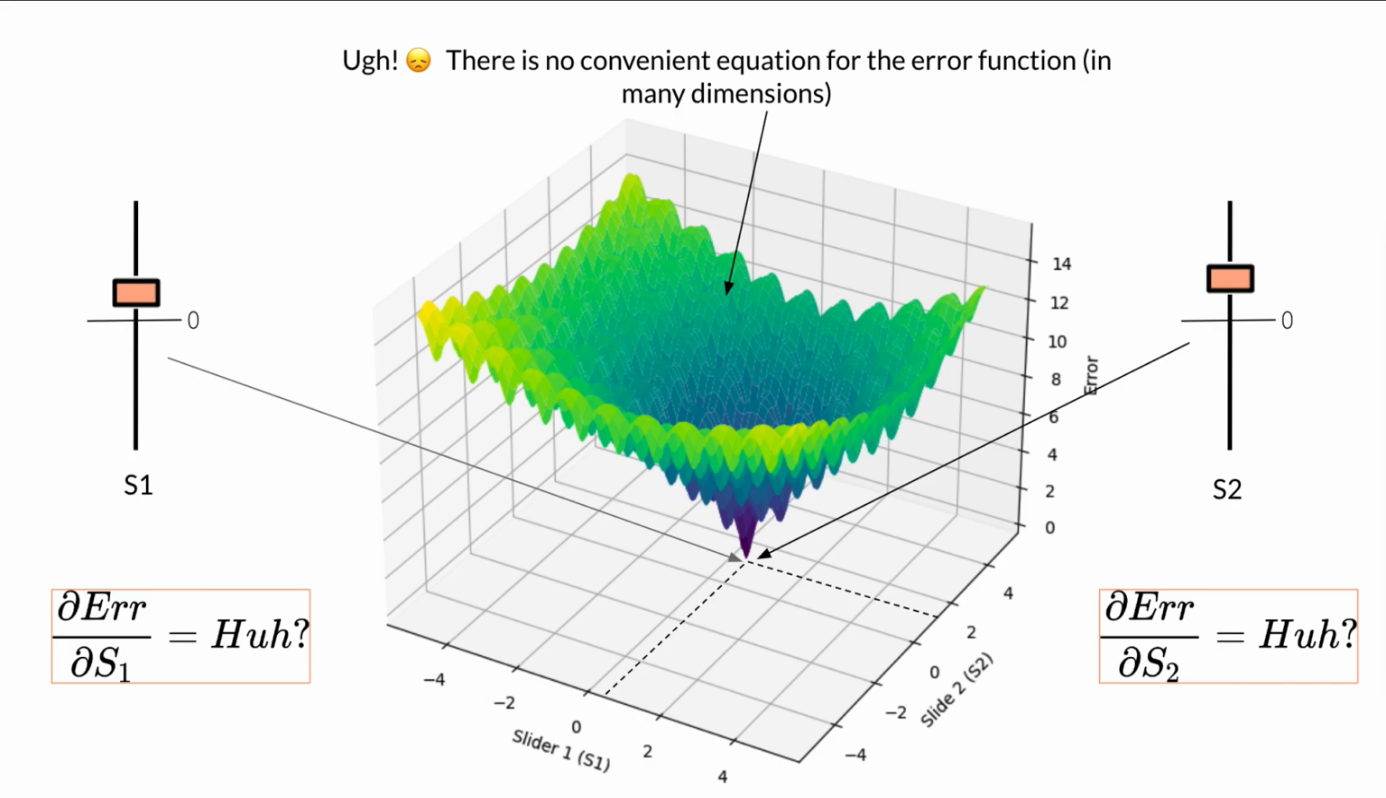Here we can see maybe our error function is this kind of messy thing we're showing here. What's the equation for that function? We don't know. So we can't write the equation out for that function and then just do the differential calculus and set it to 0. We can't write the function out.